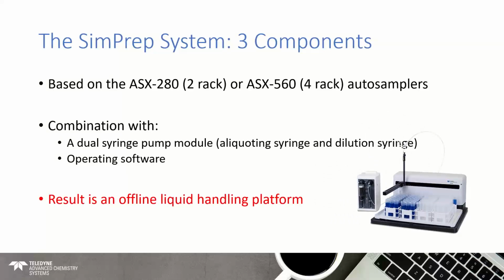We base this system on either our 2-rack automation, the ASX 280, or our 4-rack automation, the ASX 560. We combine that with the dual syringe pump module. That syringe pump module has, on one side of it, a smaller aliquoting syringe for taking up your sample aliquots and your internal standard spikes, etc. On the left-hand side, there's a larger dilution syringe, which delivers dilution media to take care of that aspect of the prep. And then we also combine with a piece of operating software, and those 3 components together give us what we call the SimPrep, which is an offline liquid handling system.